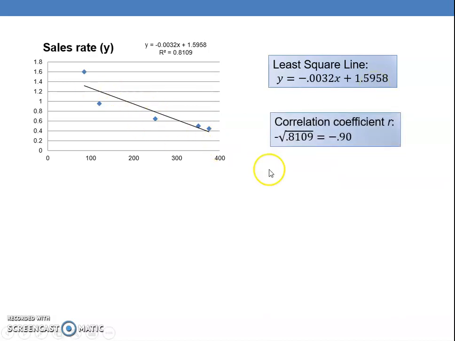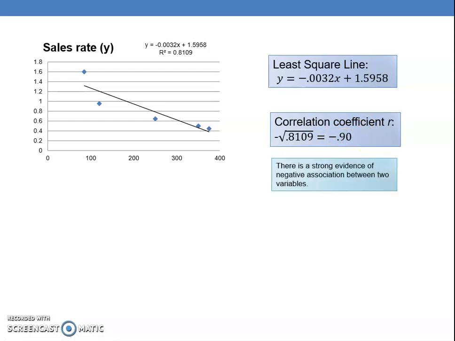Okay. Now the correlation coefficient R, if I were to calculate that, would be the square root of this, right? So this time I'm going to put a negative before, and the reason for that is because the line is decreasing, so the slope is negative. So now I used my calculator and I calculated the square root of 0.8109 and I came up with negative 0.90, or negative 90%.